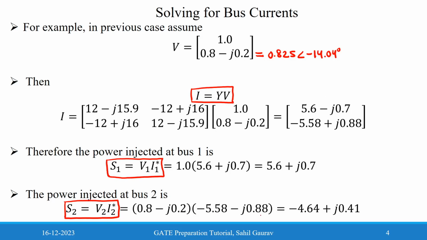So here we can see that we are getting a negative real power value, because at this bus power is not injected, power is being demanded at that bus. So this is coming as negative of active power.